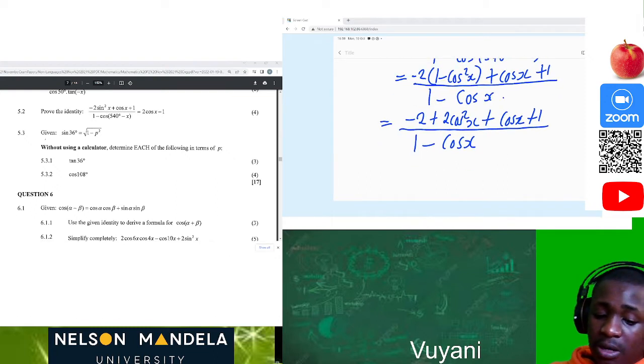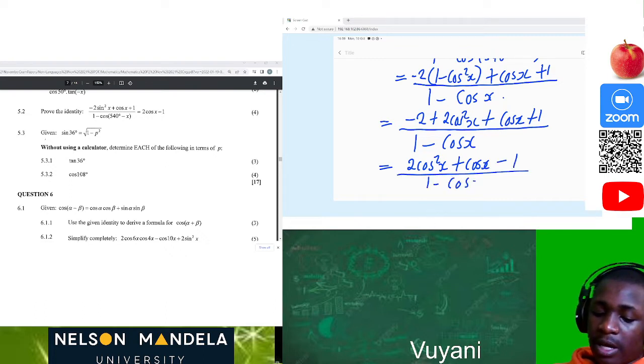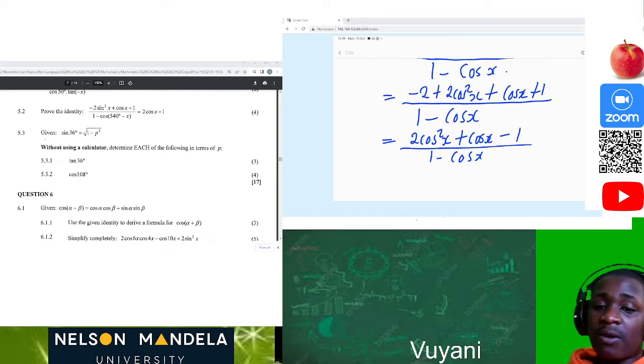Now on the numerator, we have the common or like term. So negative 2 plus 1 is negative 1. So we'll end up having 2 cos square of x plus cos of x minus 1, divided by 1 minus cos of x. We can see the numerator is now in algebraic form.